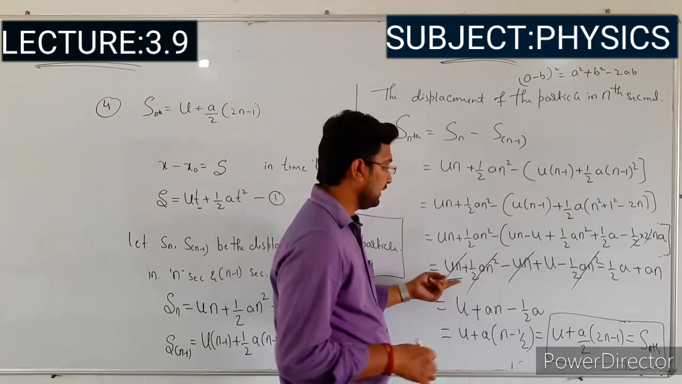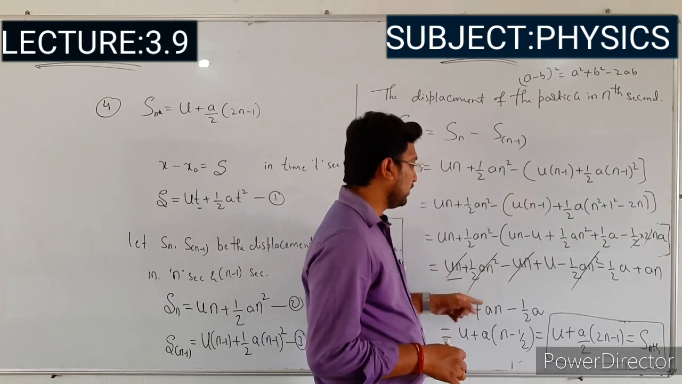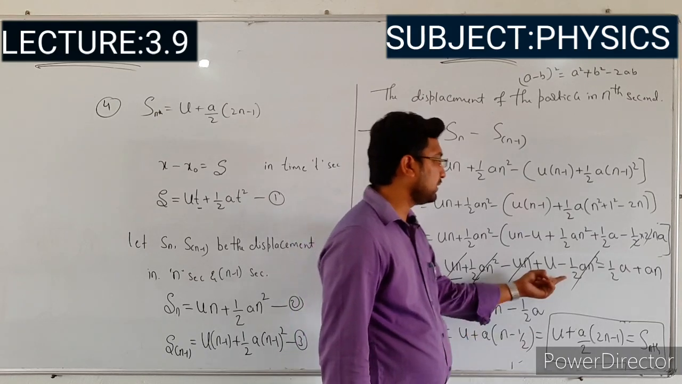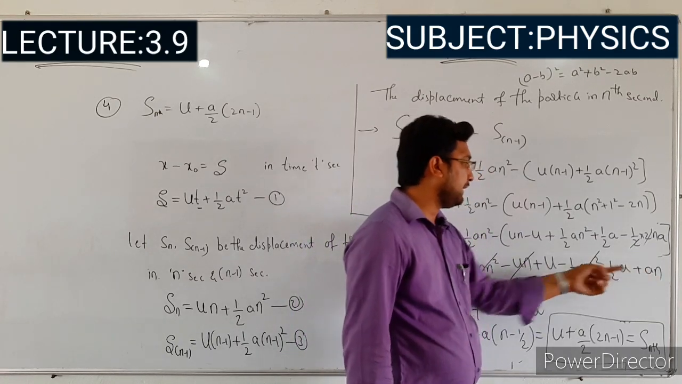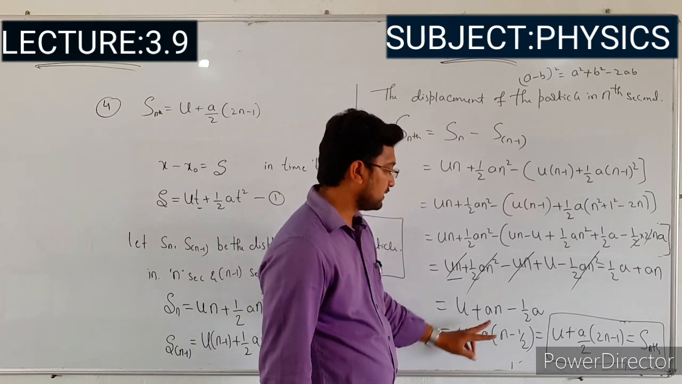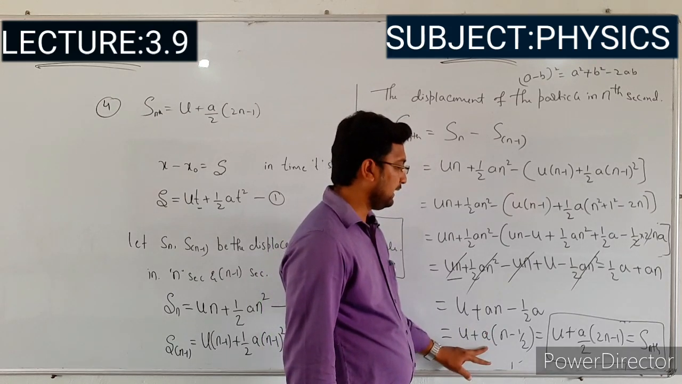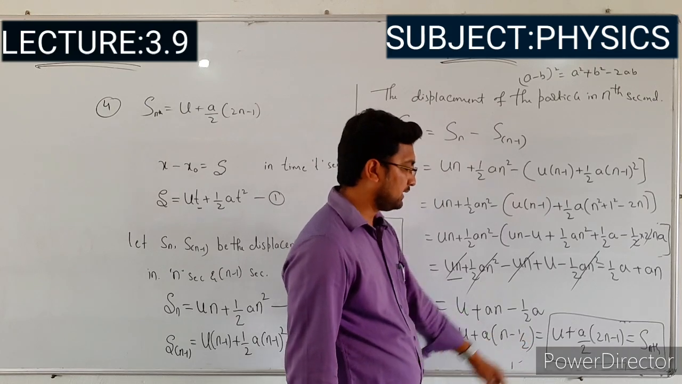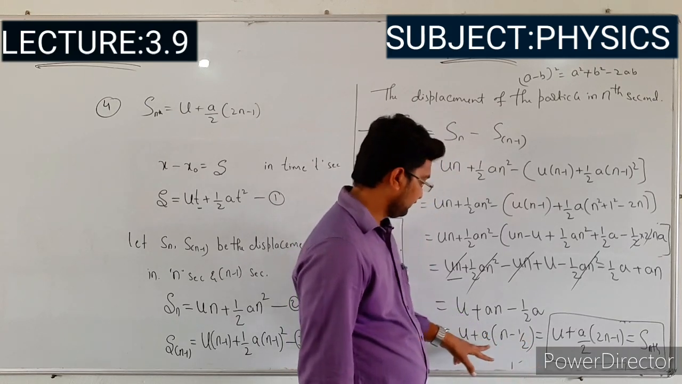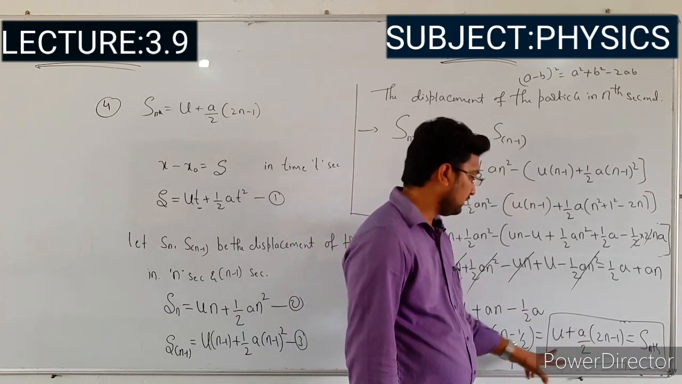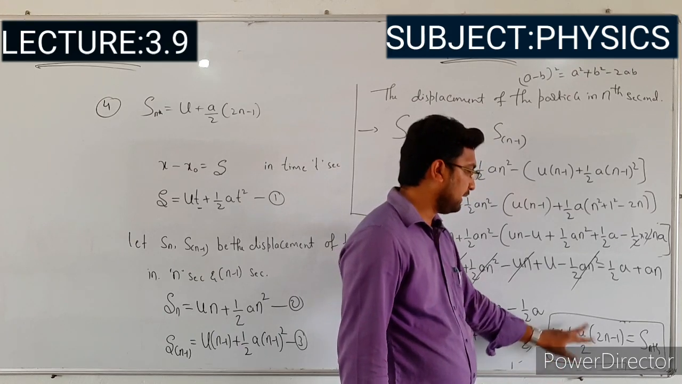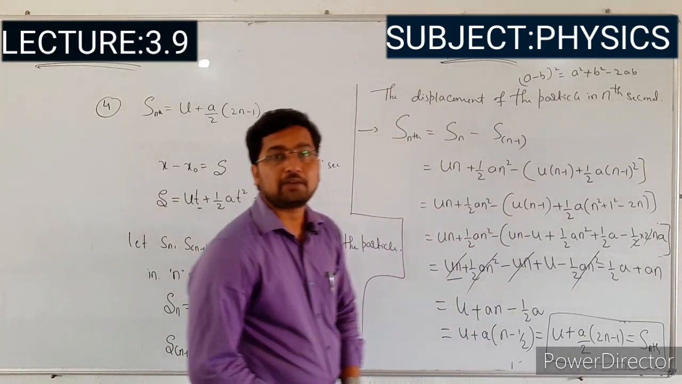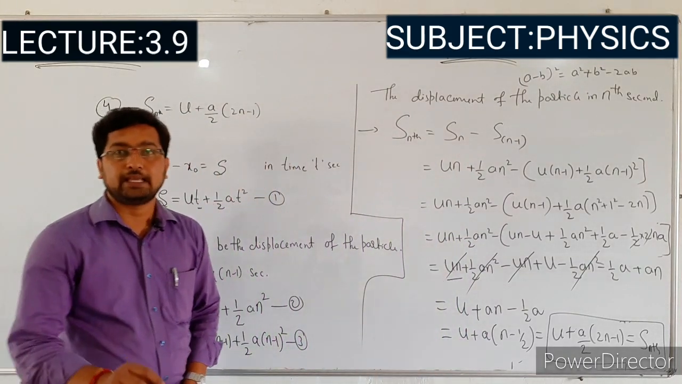So after that, here un gets cancelled, 1 by 2 an square and 1 by 2 an square get cancelled, the remaining is u plus an minus 1 by 2a. So substitute here u plus a, n minus 1 by 2, that is equal to, take LCM here, then it becomes u plus a by 2 bracket of 2n minus 1. So this gives the displacement of the particle in the nth second.